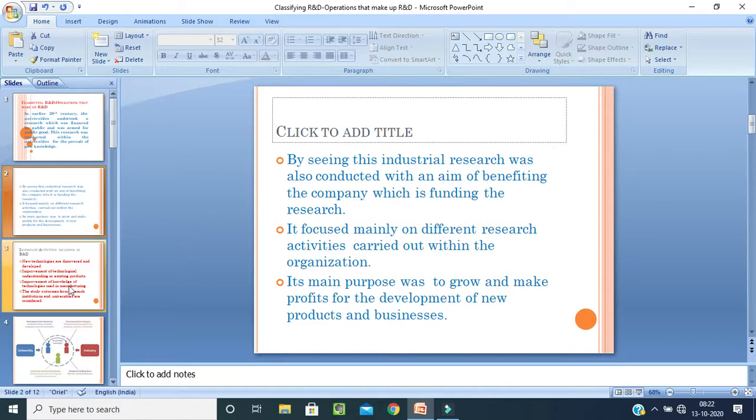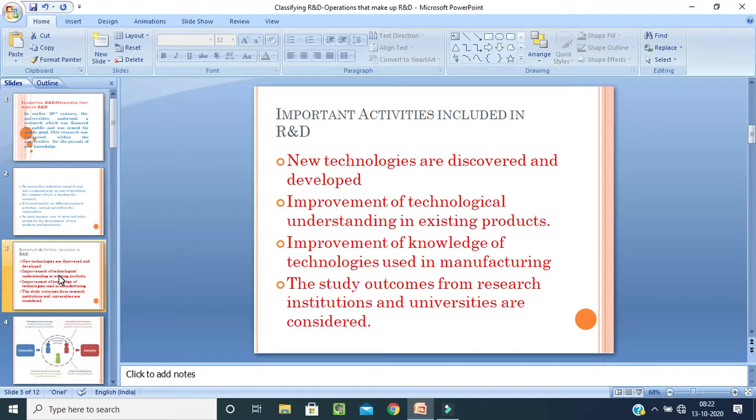Here we have four activities which take place in industrial R&D. The first one is that new technologies are discovered and developed. Whatever the new industries are, the main purpose of R&D is to discover new technologies that can be developed. With the help of those activities you can develop. So these are the main activities included in R&D.